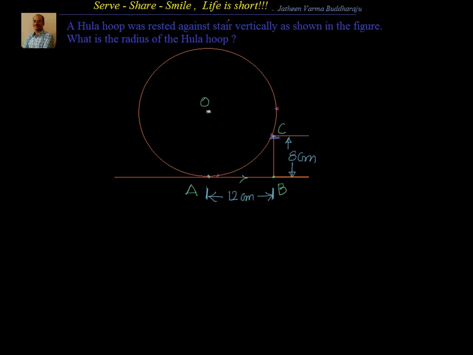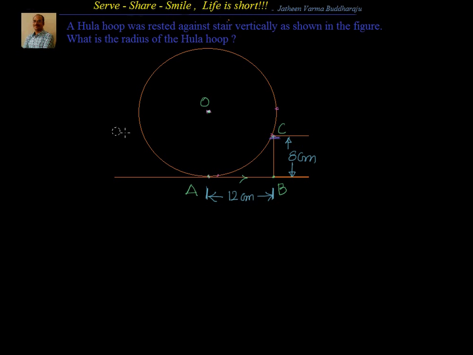Let's try to understand this IMO 8th grade problem. This is for 8th or 9th grade students. So we have been given that a hula hoop was rested against a stair vertically as shown in the figure. We have to find out what is the radius of the hula hoop.